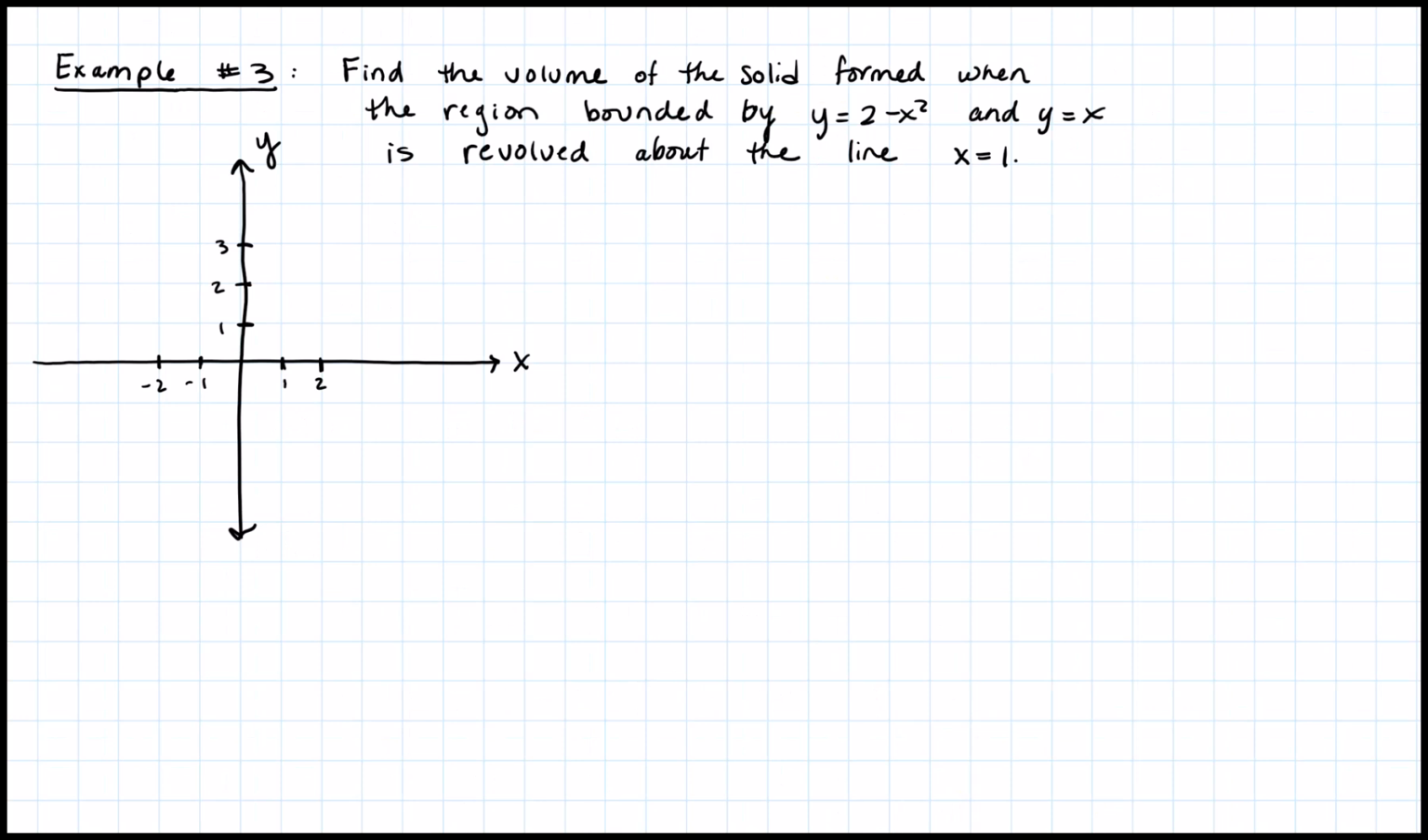Okay, let's take a look at another example. Let's find the volume of the solid that is formed when we take the region bounded by y equals 2 minus x squared and y equals x, and we revolve it about the line x equals 1. So let's see. This particular graph, this is a parabola and this is a line. So let's get those graphed. It's a parabola. It opens down. Its vertex is up at 2.